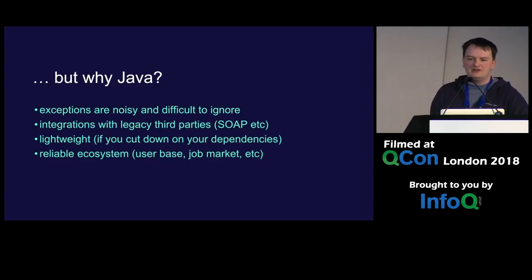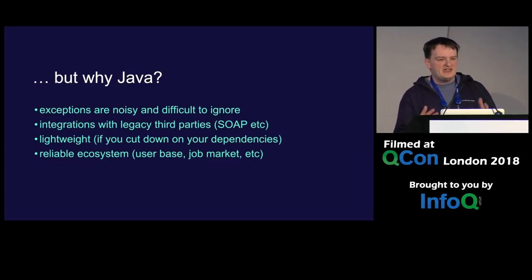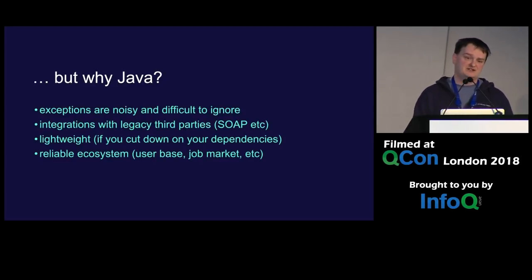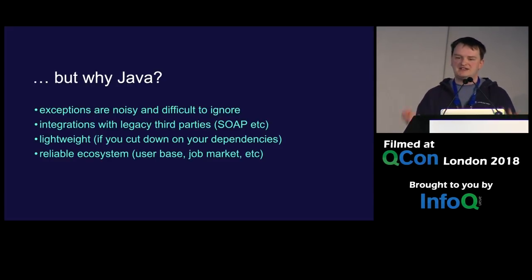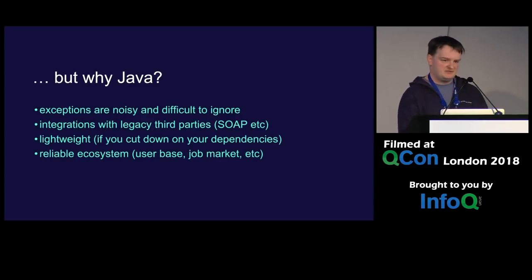One of the complaints about Java is that it's not very lightweight. We think it can be if you manage your dependencies well. And finally, there's the ecosystem reliability. Java has a lot of users because it's 20 or so years old, 22 years old, what have you, and it has a big potential job market. So we can maintain reliability on the ecosystem level as well.